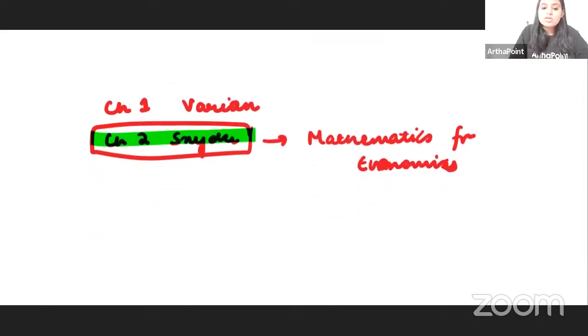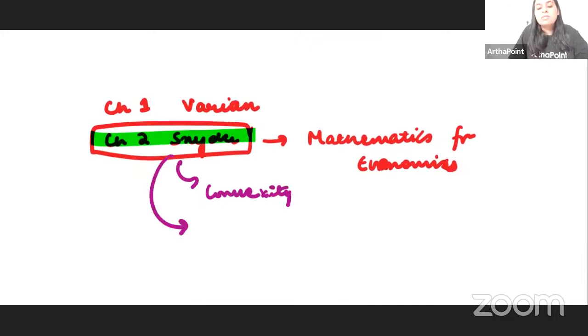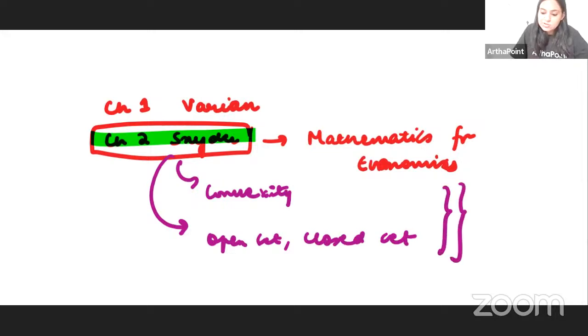Because this talks about what you mean by convexity mathematically, what you mean by an open set, what you mean by a closed set. So these mathematical definitions are given in this chapter. This is a very, very important chapter, irrespective of whatever you are preparing for.